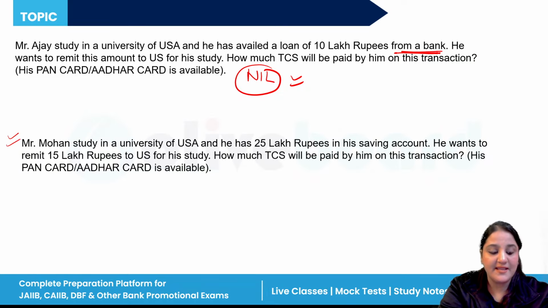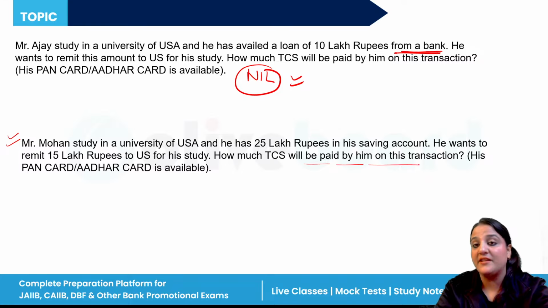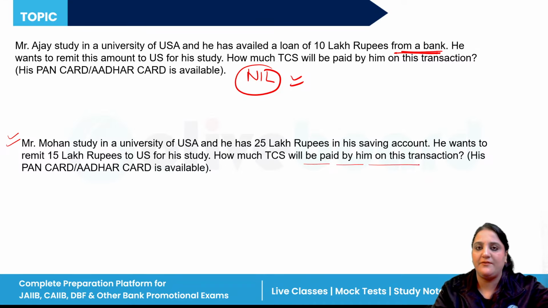Now in the next case, Mr. Mohan studies in a university of USA and he has 25 lakhs in his savings account. He wants to remit 15 lakh rupees to the US for his study. How much TCS will be paid by him on this transaction if his Aadhaar card and PAN card are available?